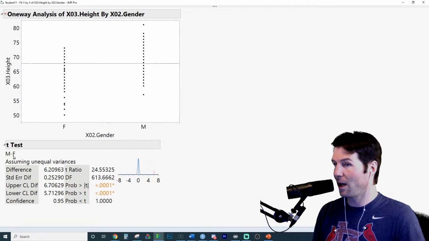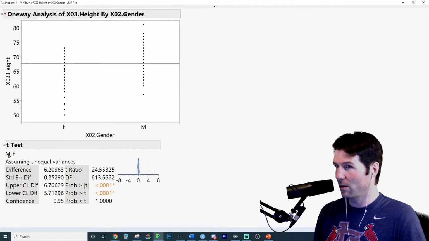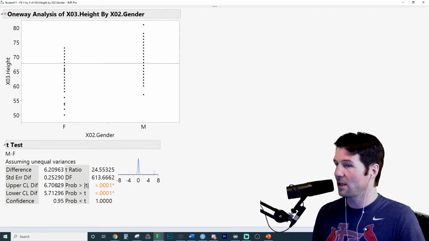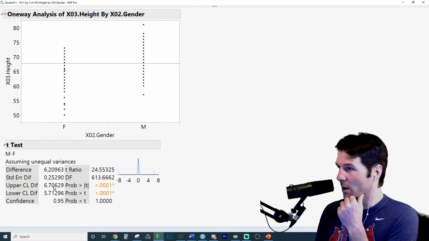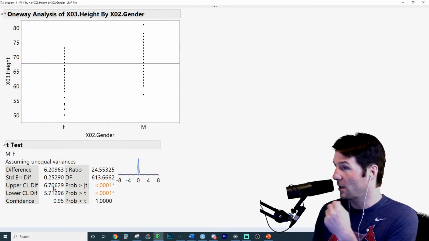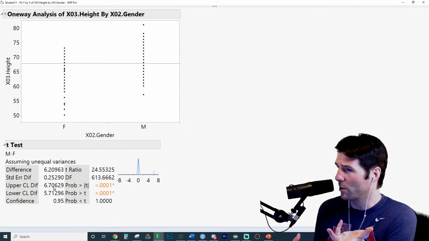Since the difference is positive, the first number is bigger. Does that make sense, Layla? Since male is right here, male minus female being positive indicates that the male mean is higher. So because it's the first number, the difference is not negative. So I am 95% confident that the true difference between males and females' height is contained in the interval 5.7 to 6.7, where males are on average taller than females. Like, not saying they will be, but we think this is what the true difference might be.